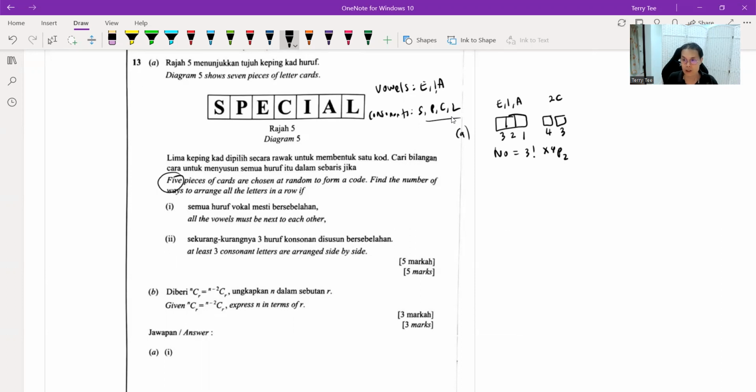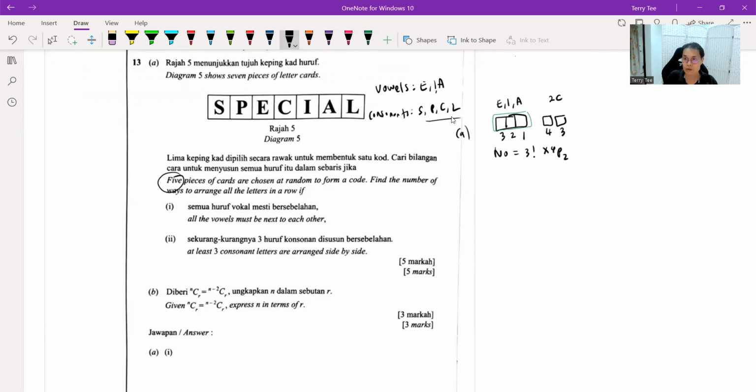4P2 is the same as 4 times 3. Remember, 4P1 is 4, 4P2 is 4 times 3, 4P3 is 4 times 3 times 2, and 4P4 is 4 factorial, right? So you can write that if you want. But the thing is, the block containing the vowels, E, I, A, can appear first. You can put them first.